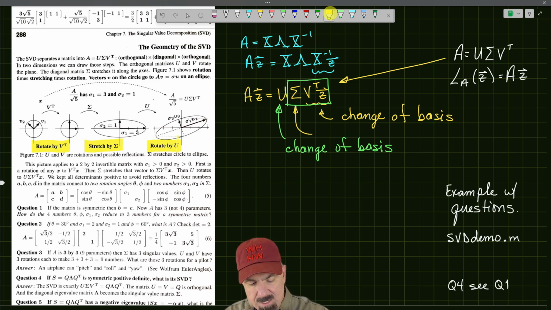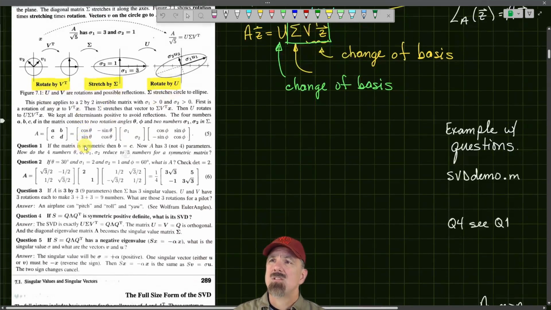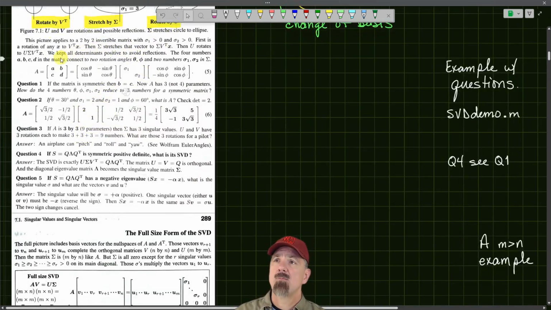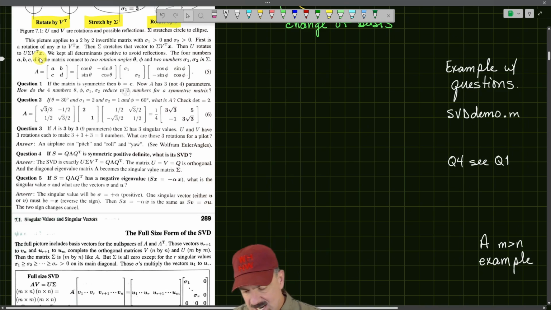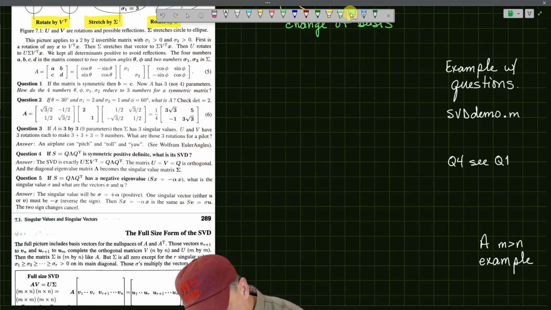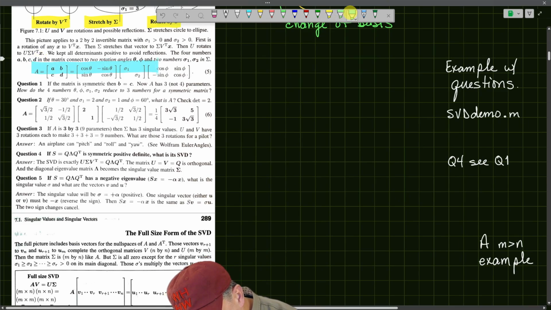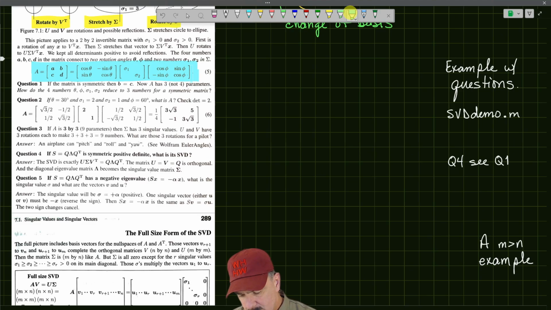Let me show you a demonstration of what this looks like. So specifically here, Strang provides us with several questions, and we're going to walk through these to help build our understanding. Let me just highlight all of these, all the questions have to do with this idea right here.